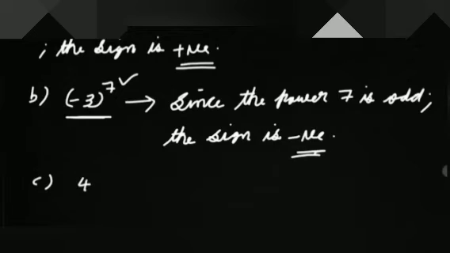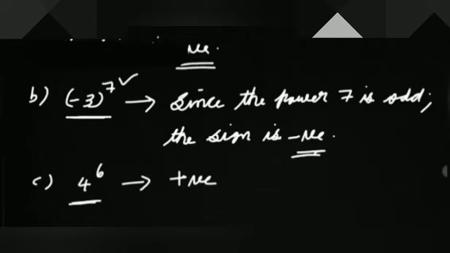Next question. 4 raised to 6. Here, no need for any confusion or any further thinking. Why? Here the base itself is a positive integer. Since the base is positive, surely the sign would be positive. So here we can directly write the answer as positive. Why? Because the base is a positive integer, isn't it?